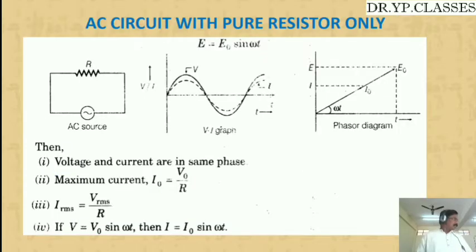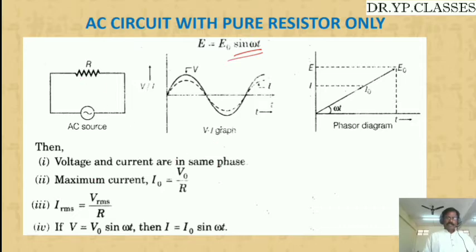Okay. Now let us study individually what will be the effect of applying alternating current to individual circuit components, and then we consider the combination of these circuit elements. First, let me consider a resistor. When I feed alternating current or alternating voltage to a resistor, what happens to the current? If I apply E is equal to E naught sin omega t as an alternating EMF to the resistor, what happens to the current?